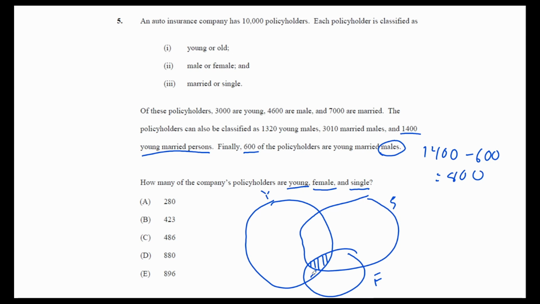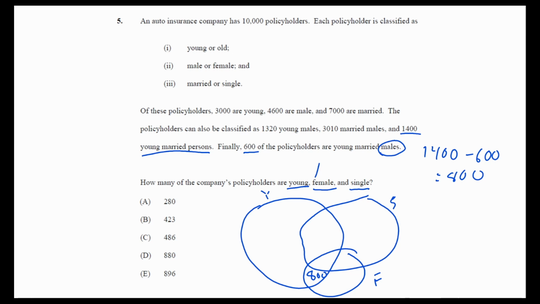So let us redo this circle just to make it a little bit easier to see. We know that 1,400 are young married persons minus just the males from there. So that means there are 800 young married females. Remember, these people are married, so they don't belong in the intersection with singles. So this is just going to be 800 here.